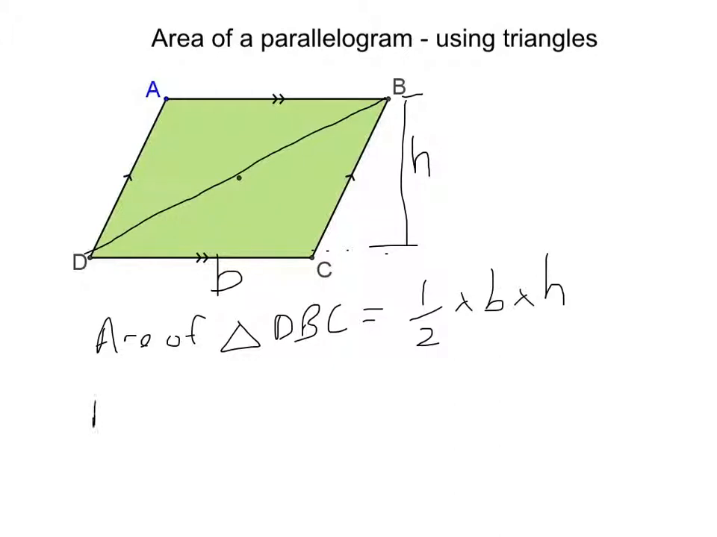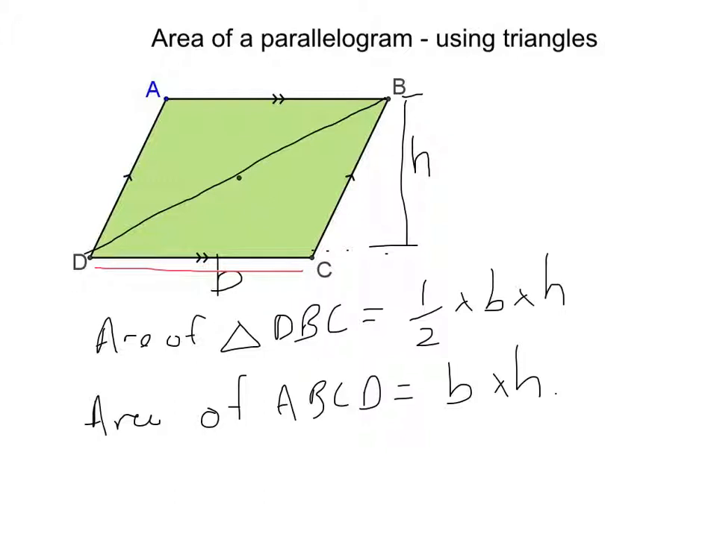So the area of the parallelogram ABCD is that triangle multiplied by 2, which is the base times the height. So the area of a parallelogram is simply the base multiplied by the perpendicular height. Notice the perpendicular height is at right angles to the base.